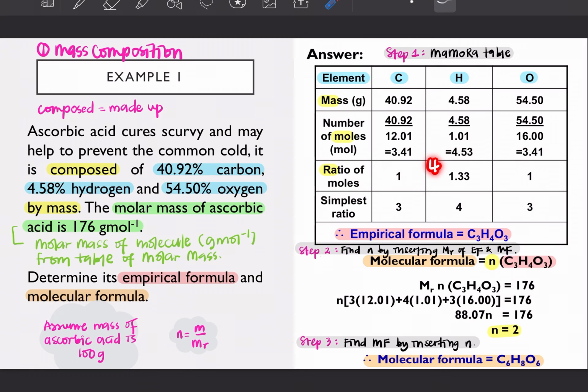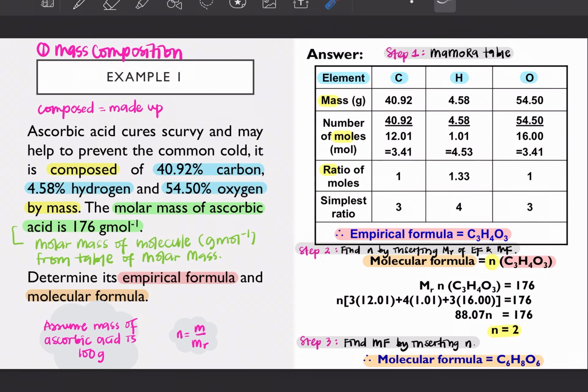4.53 divided by 3.41, and you will get 1.33 for the ratio. Ratio of moles ni, like I said before, dia samalah macam relative kan. Dia tak ada unit. It is dimensionless. It is only a number. So this one awak dapat 1 juga.